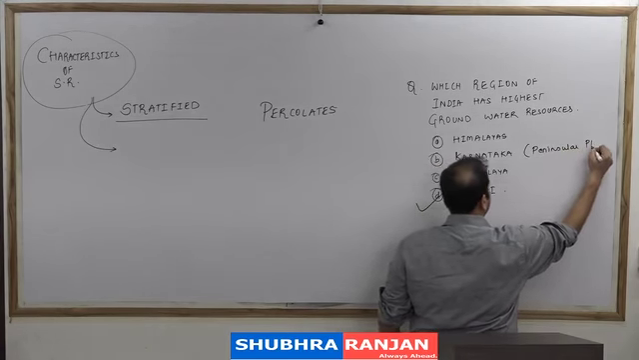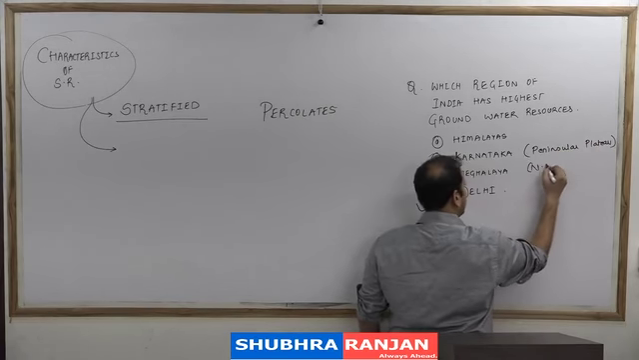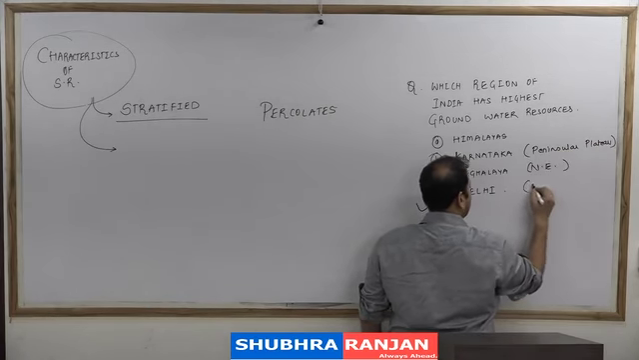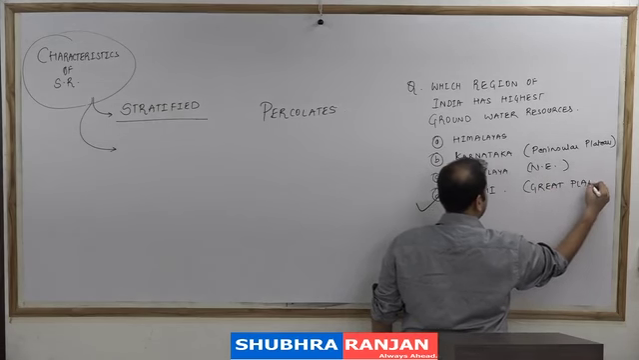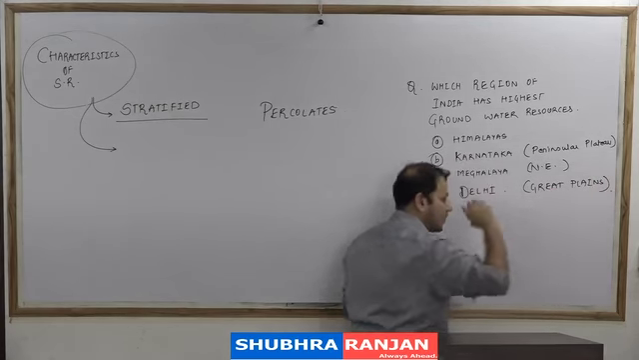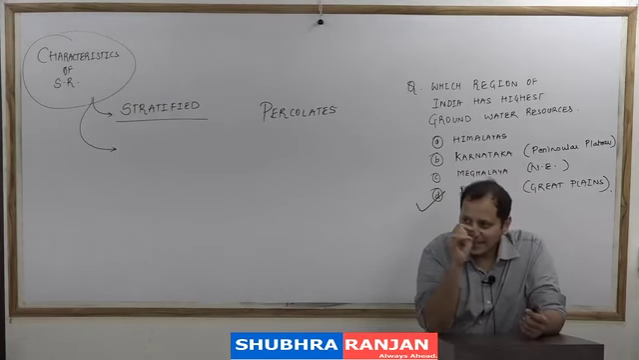peninsular plateau, northeast and Great Plains. So कहाँ पे है sedimentary rock? It is in the Great Plains. Meghalaya as well as Karnataka is nothing but a peninsular plateau.